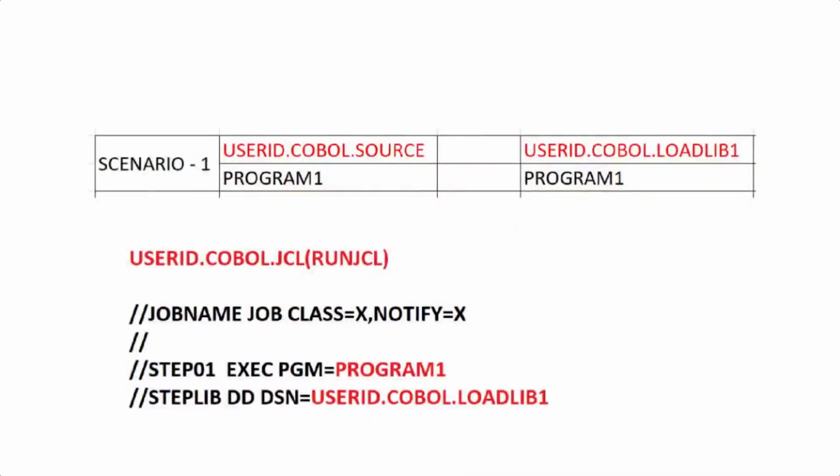Let's take scenario one. We have a COBOL source in program one, and we compile and generate a load module into loadlib1. And how can we execute it? Using run JCL. We will give EXEC PGM equal to program one, and where the load module is located, we will provide a step library.